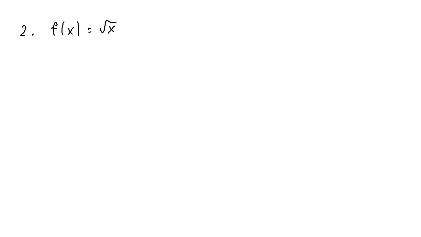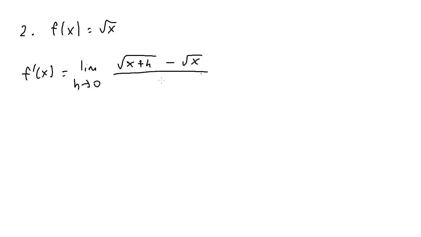So now for number 2, we have f of x equals the square root of x. So once again, for f prime of x, or the derivative, we're going to use the limit definition. So we have the limit as h approaches 0 of f of x plus h. Now once again, for f of x plus h, all we're going to do is plug in x plus h for x into the function. So when we do that, we get the square root of x plus h minus f of x, so just minus the function itself, minus the square root of x, all over h.